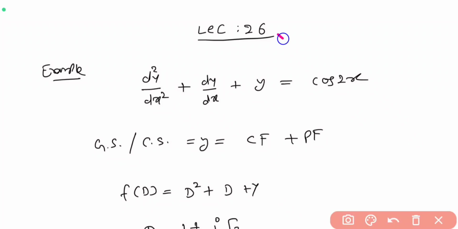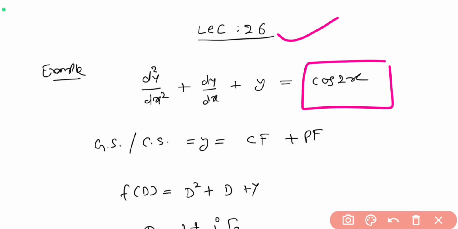This lecture 26 is based on lecture 25. In the previous lecture we saw one trigonometric function where we converted our sine square x into cos 2x, and here I am giving the direct value of cos 2x. We'll see one small, good idea that will help you by using this trick.